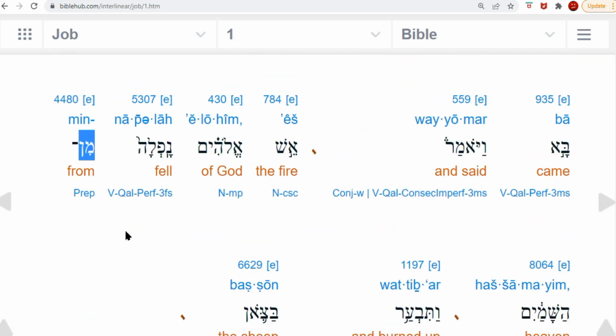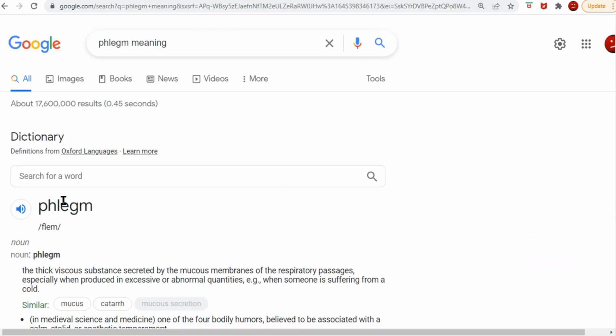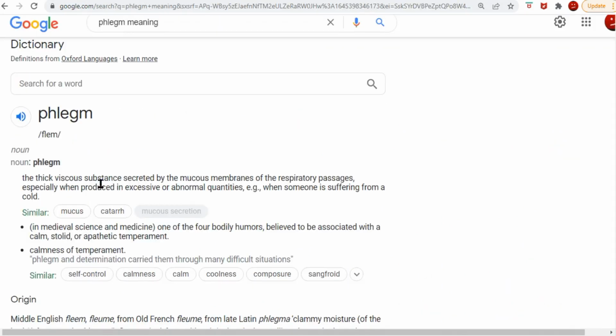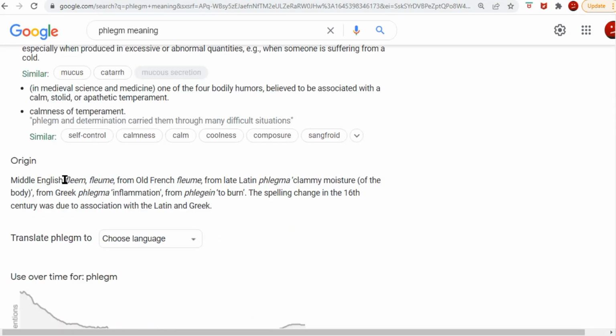And so this word here, this Pleam, P-L-E-E-M, is coming from this word phlegm, a thick, viscous substance secreted in Middle English, phlegm, F-L-E-E-M, clammy moisture of the body. Spelling change in the 16th century is due to association with the Latin and Greek.